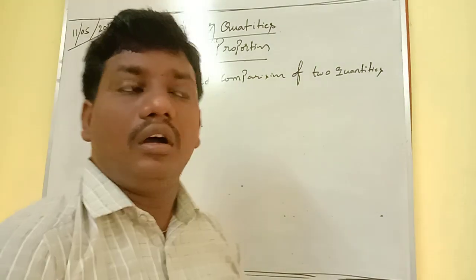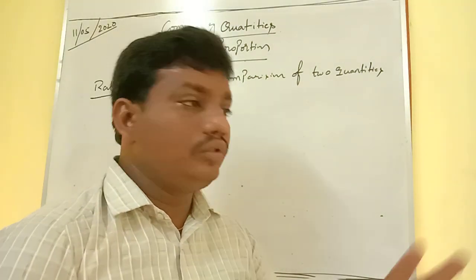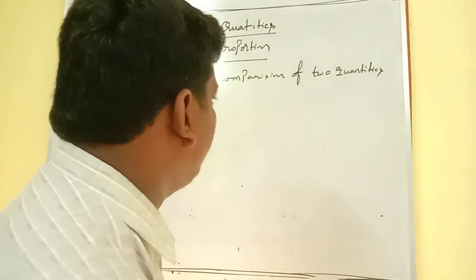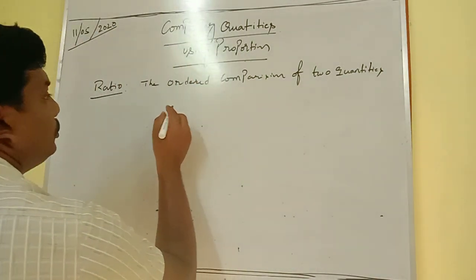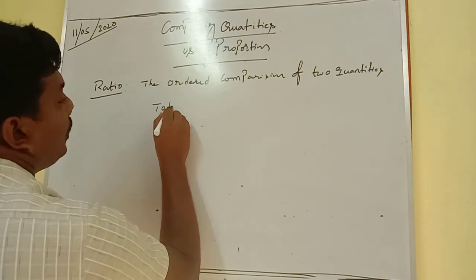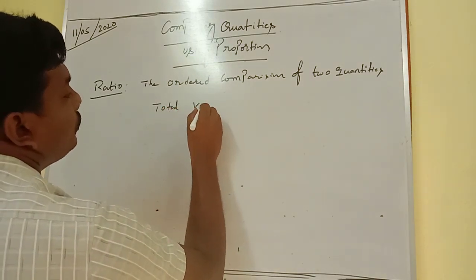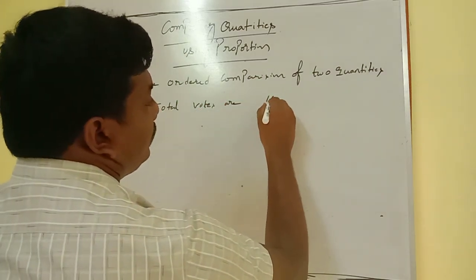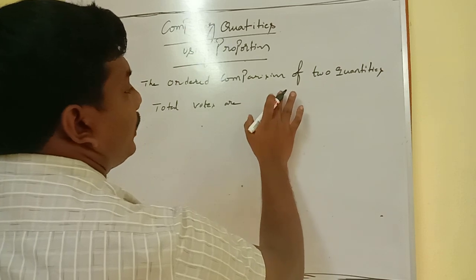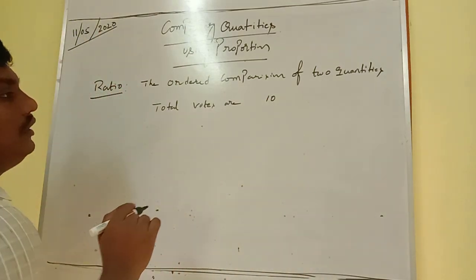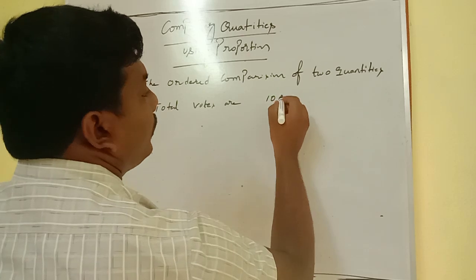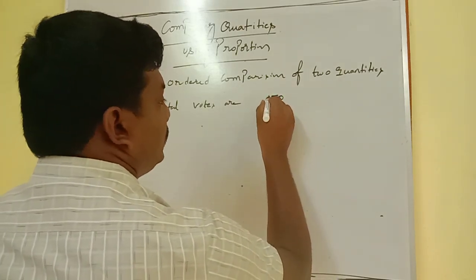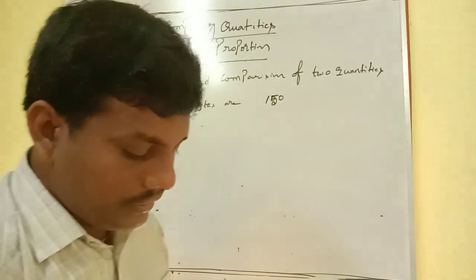Suppose in an election, two people are going to participate. Suppose the total votes are 100. So you can take it as 100 votes. And suppose you can consider 150, so the total votes is 150.